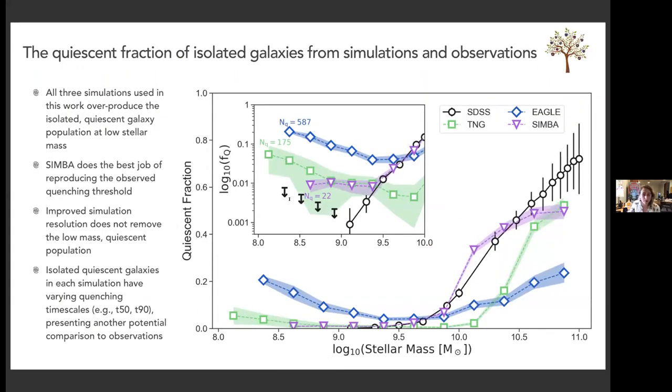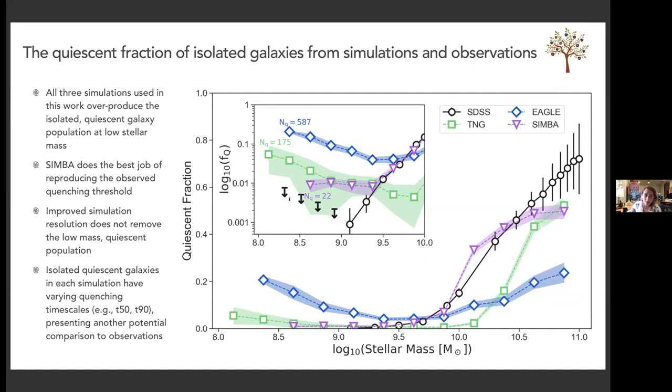So here I'm showing the quiescent fraction of isolated galaxies from SDSS in black. Highlighted in the inset, you can see at about 10 to the 9 stellar mass, we no longer observe any isolated quiescent galaxies in SDSS. And you can see the 3 simulations and the derived quiescent fractions for each of them. What we find is that all 3 simulations overproduce the isolated quiescent galaxy population at low stellar mass, though of our 3 simulations, Simba does the best job of matching observations.